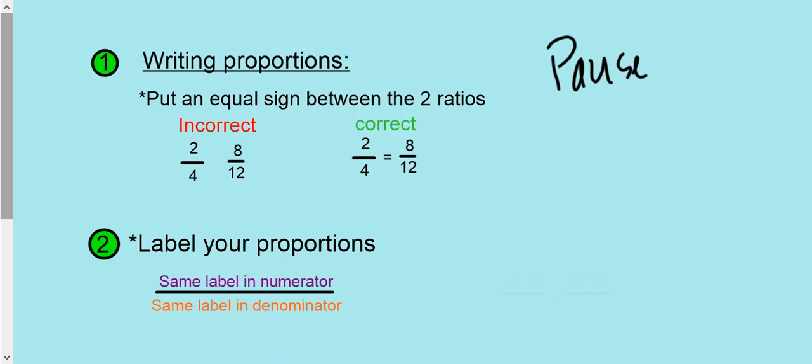The second thing is that we want to make sure that we label our proportions. The numerator should have the same label, and the denominator should have the same label. If you look here, this proportion says that we are comparing miles to hours. Both the miles labels are in the numerator, and both the hours labels are in the denominator. So make sure that we always keep our labels accurate. Same label in the numerator, same label in the denominator. Make sure you have this written down in your notes.